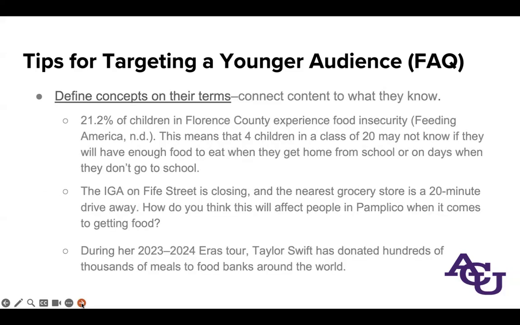In addition to using accessible and age-appropriate language, something that you can do is define concepts on their terms. That means connect it to what they know. So here's an example based on where I live. 21.2% of children in Florence County experience food insecurity. That's from Feeding America, n.d. This means that 4 children in a class of 20 may not know if they will have enough food to eat when they get home from school or on days when they don't go to school. So here, instead of just giving them numbers, which could be very abstract, I gave a real meaning to that number.